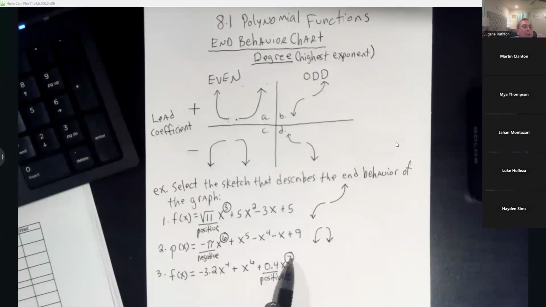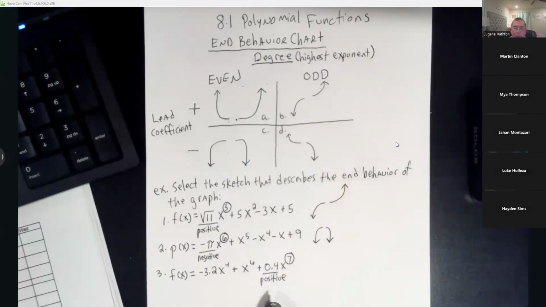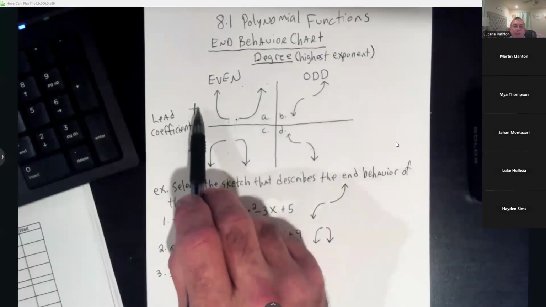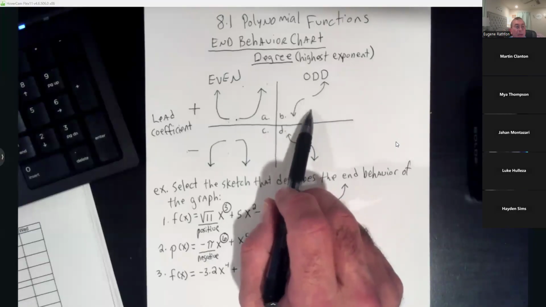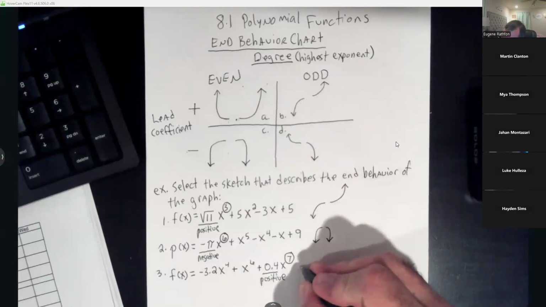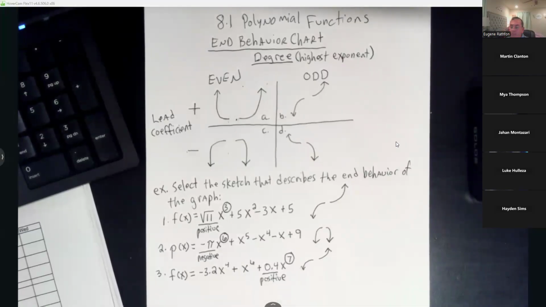So let's see, what are y'all putting? Looks like y'all are all putting B on there. So let's see. Odd degree is this column. Positive lead coefficient is this row. So y'all are definitely right. B, this one's going to go uphill, left to right.